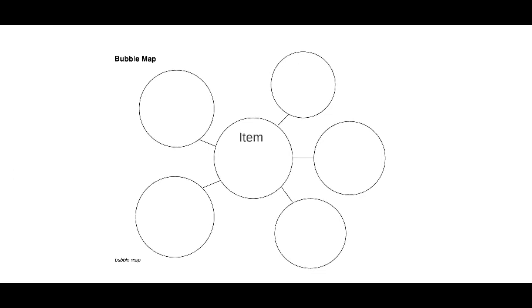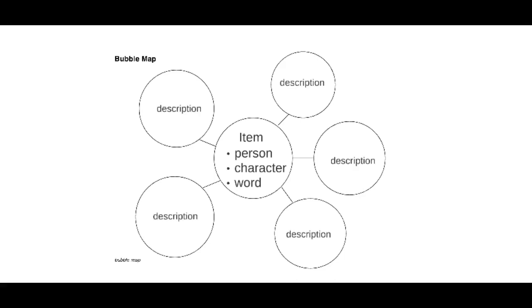You would put in the center the item that you're describing. So this would be a person or a character in a novel that you're reading, or maybe a word. And along the little bubbles around it are different descriptive items. So I'm going to use this to introduce myself to you.